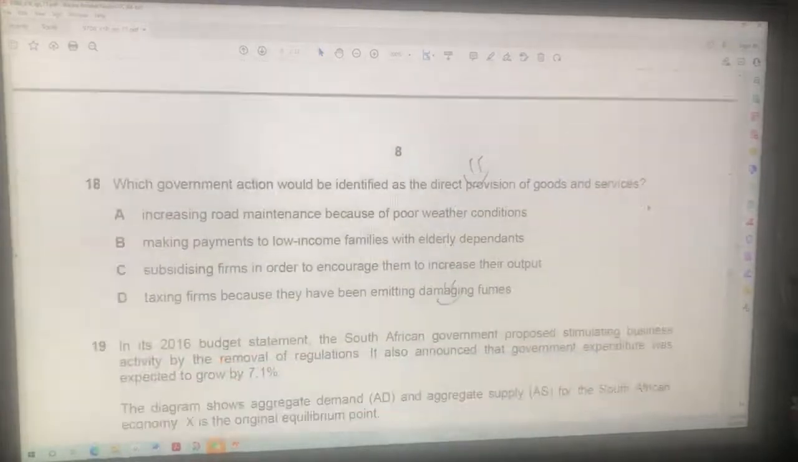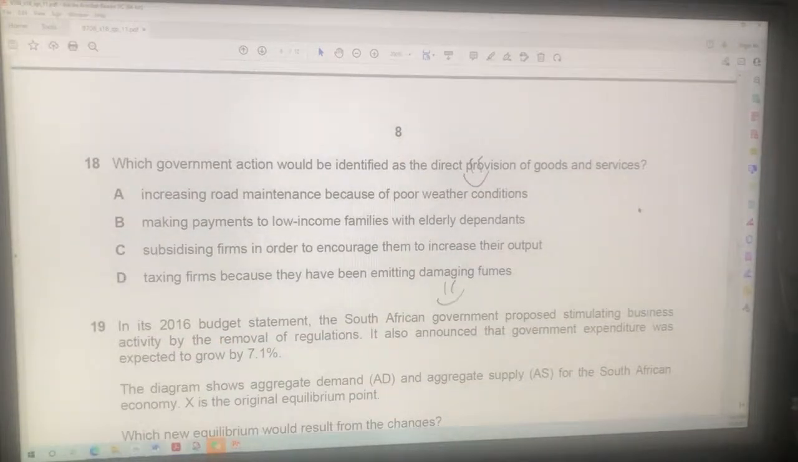Shall we try 18? Sure, let's try question 18.